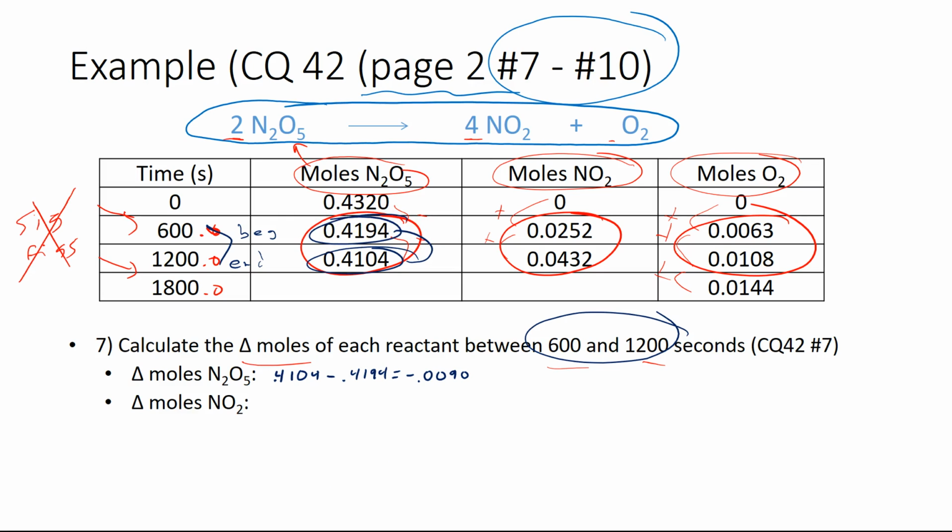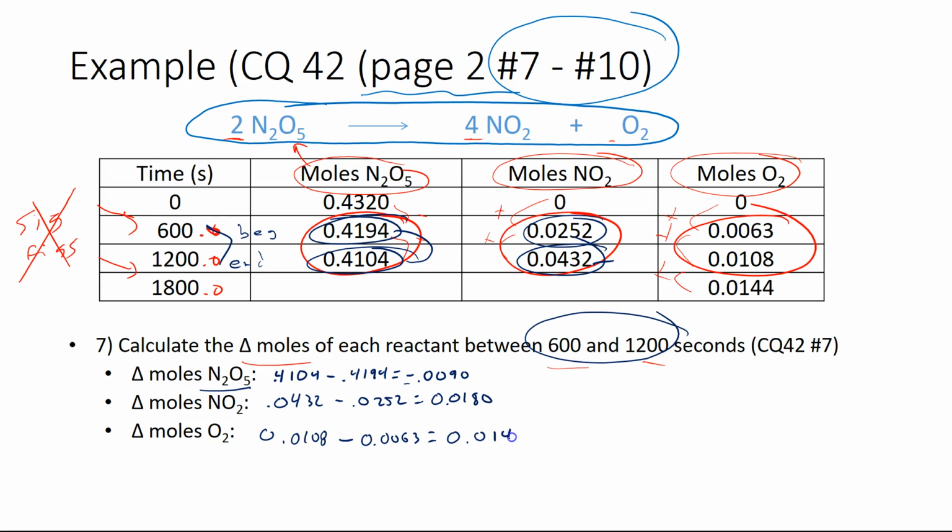Same thing goes for change in moles of NO2. It's going to be ending minus beginning, so 0.0432 minus 0.0252, and I should get a value of 0.0180. Now notice N2O5 is a reactant, so that value is negative. NO2 is a product, so we should get a positive number. Last but not least, oxygen here. I've got 0.0108 minus 0.0063, and that should give me a value of 0.0144.